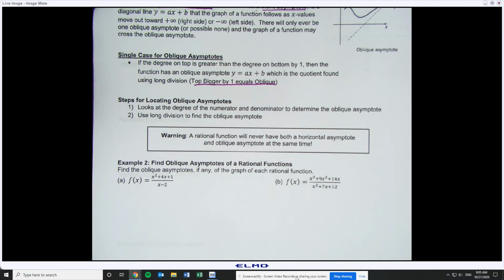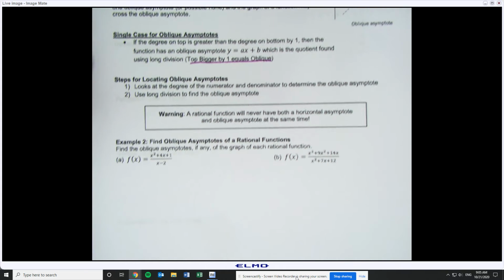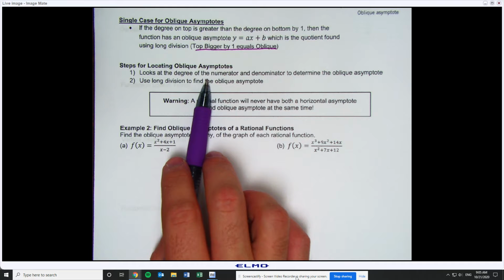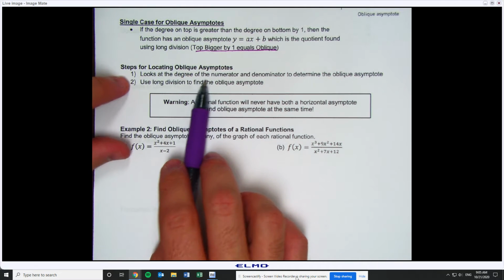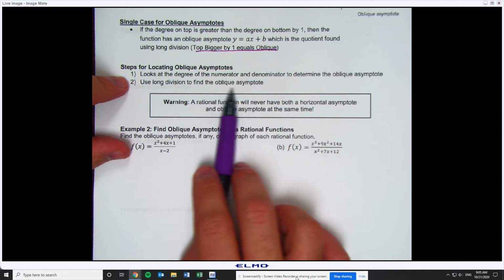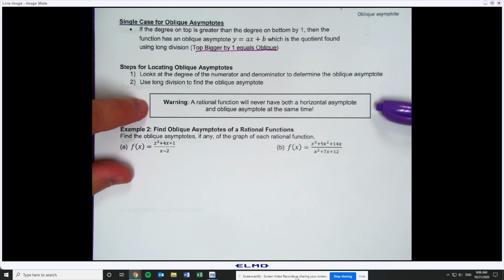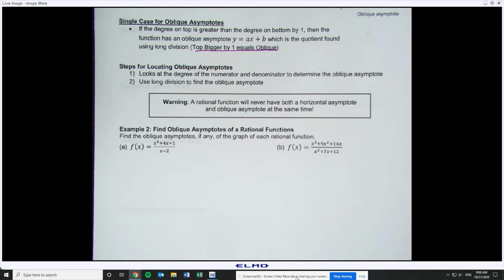Now, the way that we're going to do this, here are the steps. Step one, same as before. Look at the numerator and denominator. We're going to do this before factoring. Then we have to use long division. There's no option for this. You have to do long division. Synthetic will not work for us. But good news, you don't have to finish long division. All right. Now, I put a little heads up on here. A function will either have horizontal or oblique asymptotes. It will never be both at the same time because you can only be in one of the 4 cases.